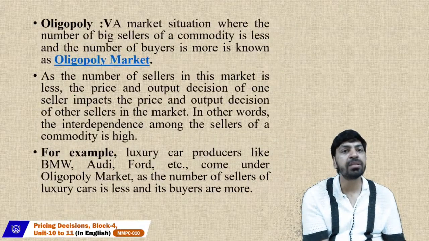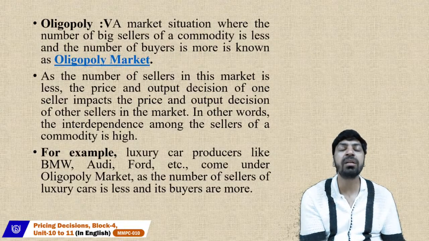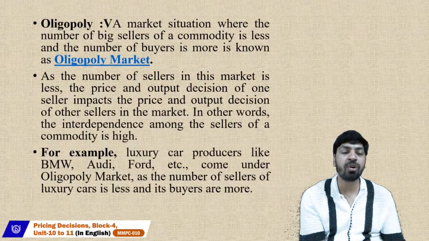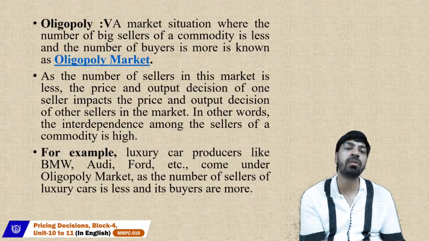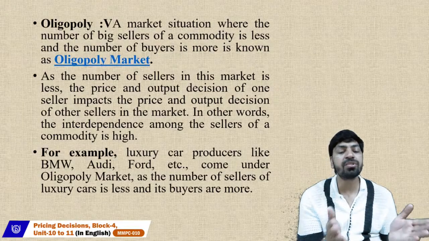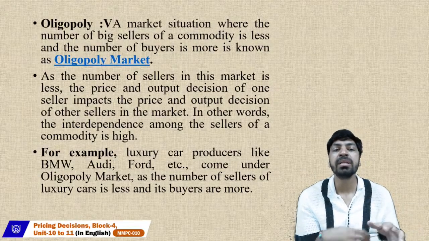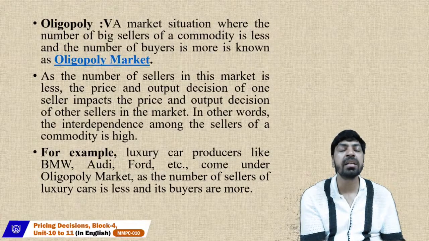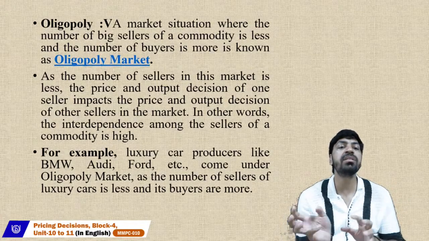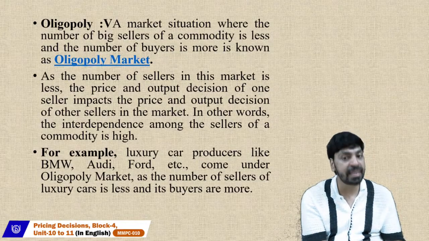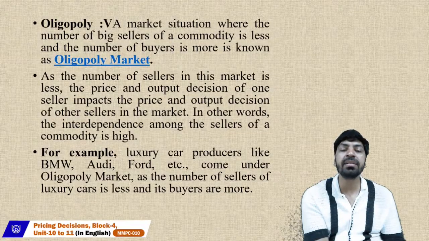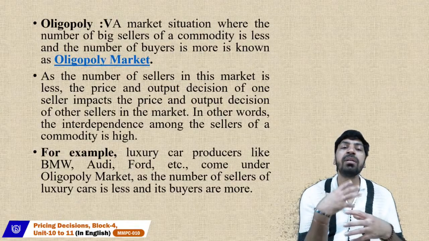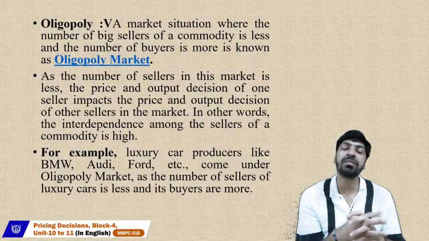Next one is oligopoly. Oligopoly is a market situation where the number of sellers of a commodity is less and of course the number of buyers is more. That means the sellers are less, the buyers are more. Such markets are called oligopoly markets. As the number of sellers in this market is less, automatically the price and output decisions of one seller impact the price and output decisions of other sellers in the market as well. So the interdependency among the sellers of a commodity in the market is very high.